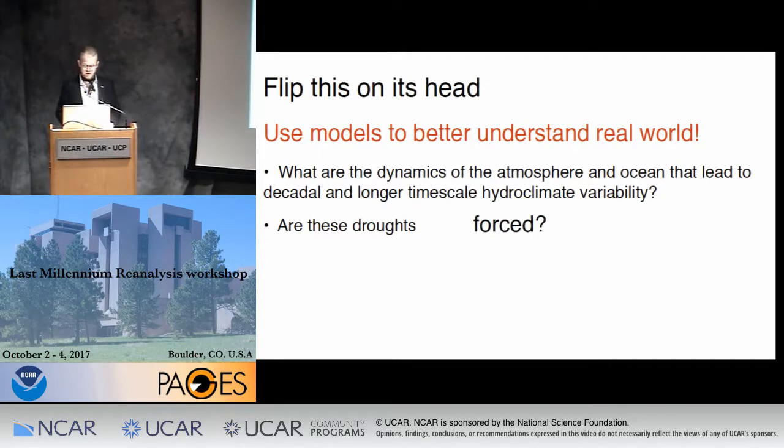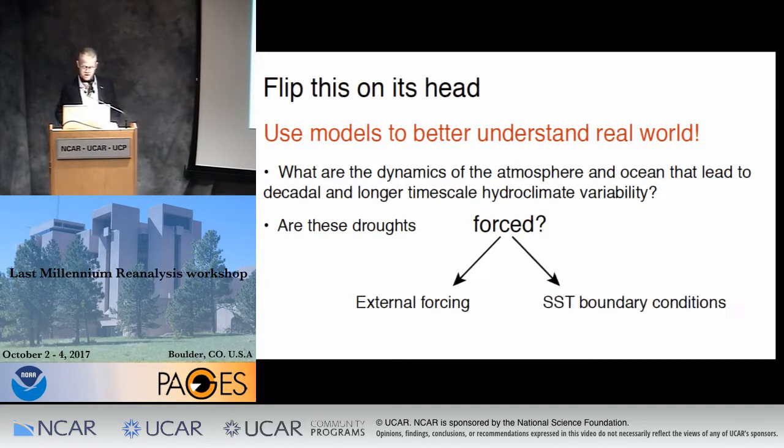Okay? And by forced, I mean two things. I'm going to look at the external forcing of droughts. So this is going to be changes to solar variability, volcanic, greenhouse gases, land use, and other external forcings that then might drive drought. I'm also going to be looking at changes to the SST boundary conditions. So these are typically internal modes of atmosphere-ocean variability, things like ENSO or the AMO or the PDO that then drive droughts. And then, of course, the external forcing can actually project onto these internal modes of variability to potentially change their characteristics and, again, give us droughts on these timescales. And I'm going to be particularly interested in this point here.